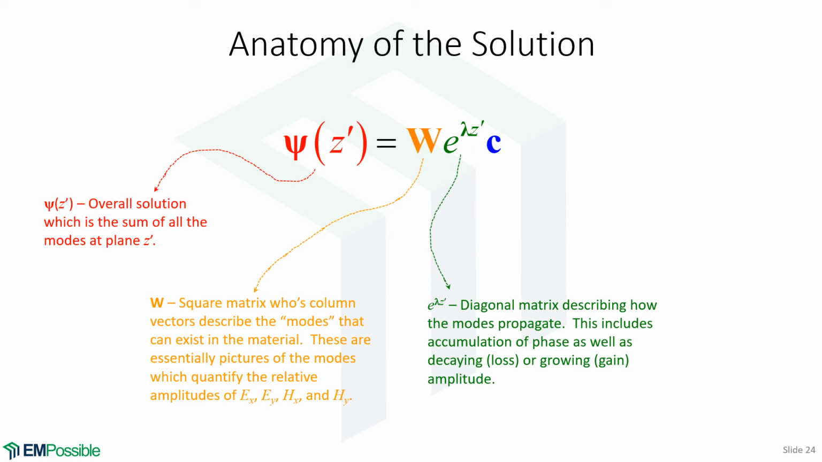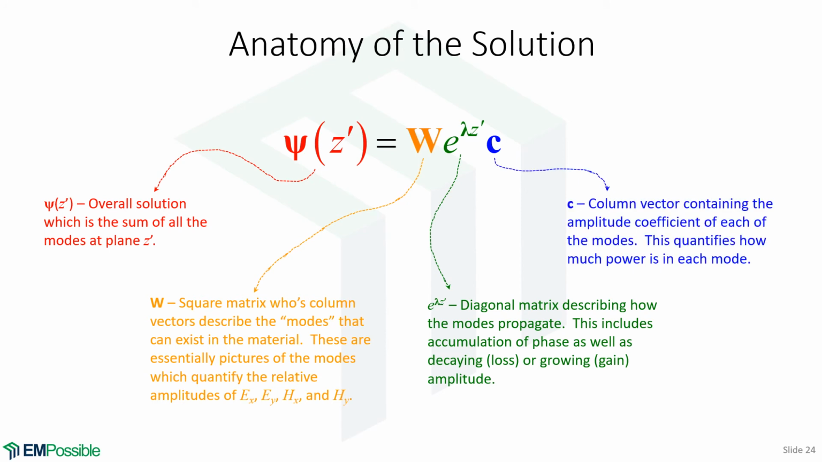The exponential is telling us how that wave propagates. Does it oscillate? Does it decay? Does it do both? Maybe it grows if there's gain. So the exponential term is telling us what happens to that mode as it propagates. The last term, these are the mode coefficients. This is what actually tells us the amplitude of the modes, or how much power is in each of the modes. It's an amplitude quantity, so think in terms of amplitude.